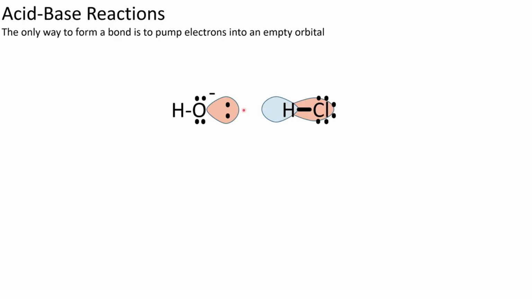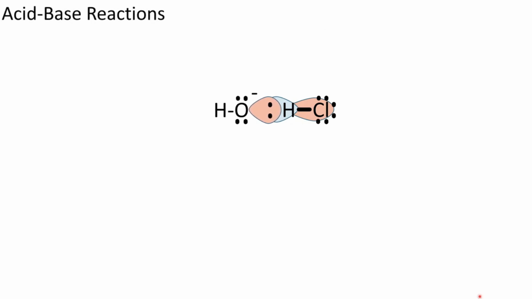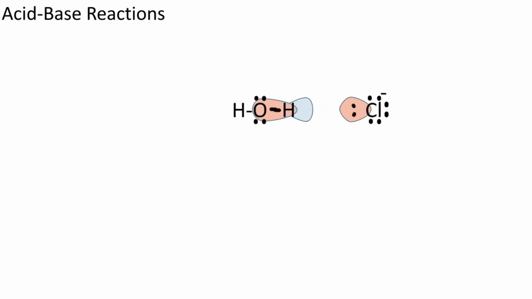The antibonding orbital is empty, so the only way to form a bond is to pump electrons into the empty sigma star antibonding orbital. And so let's do that. Let's move those electrons into the antibonding orbital. We're going to use those electrons to form the bond between the oxygen and the hydrogen. Okay, watch what happens as we do this reaction. Did you see it? Did you see how cool that was?